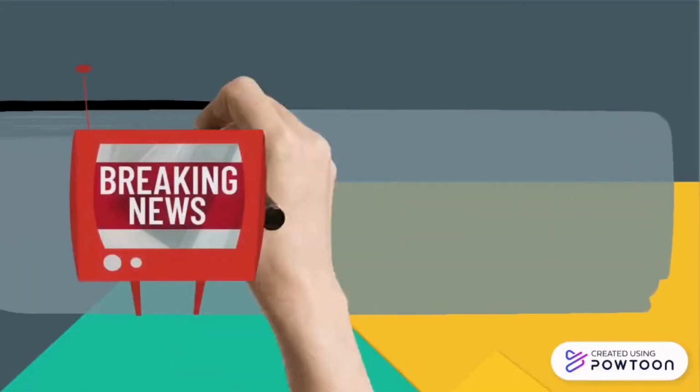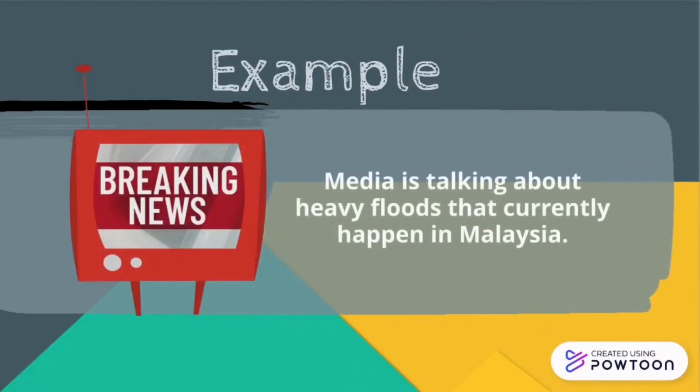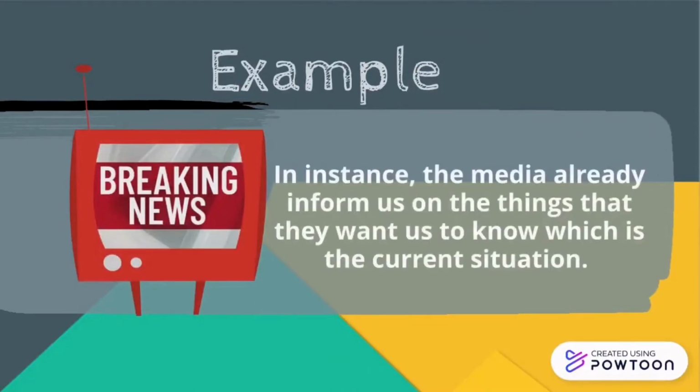As for the example, the media is talking about the heavy floods that currently happen in Malaysia. In this instance, the media already informs us on the things that they want us to know, which is the current situation.